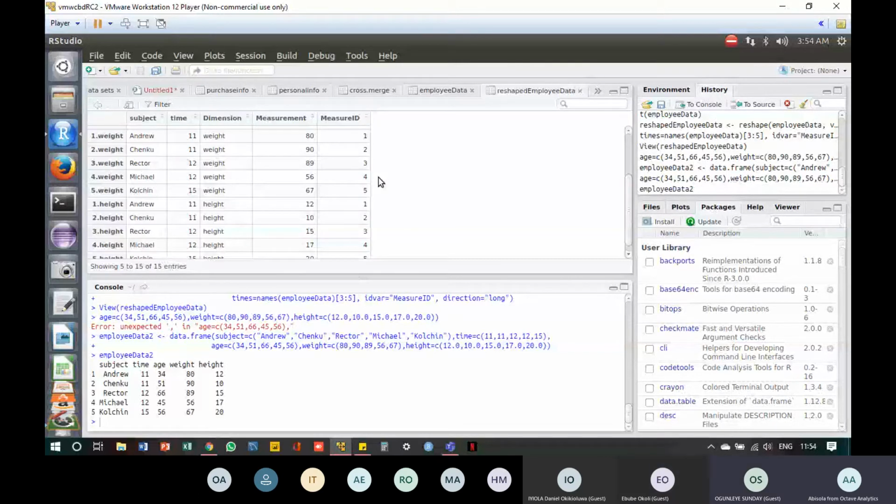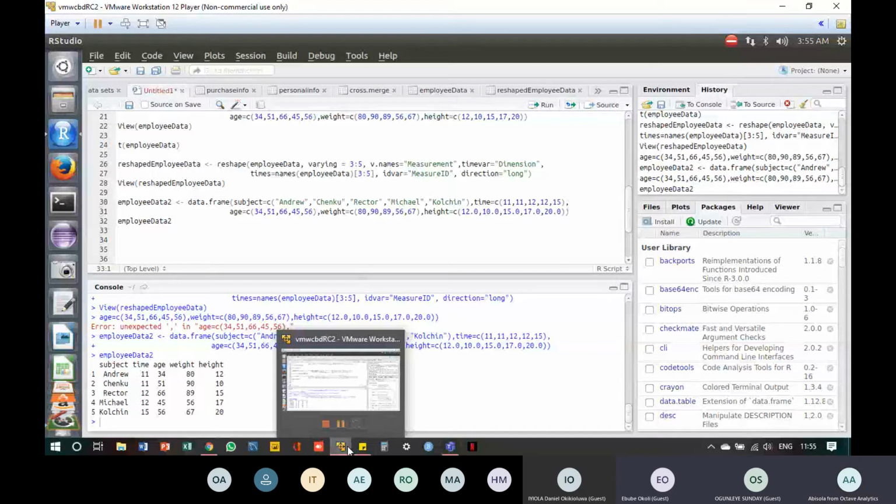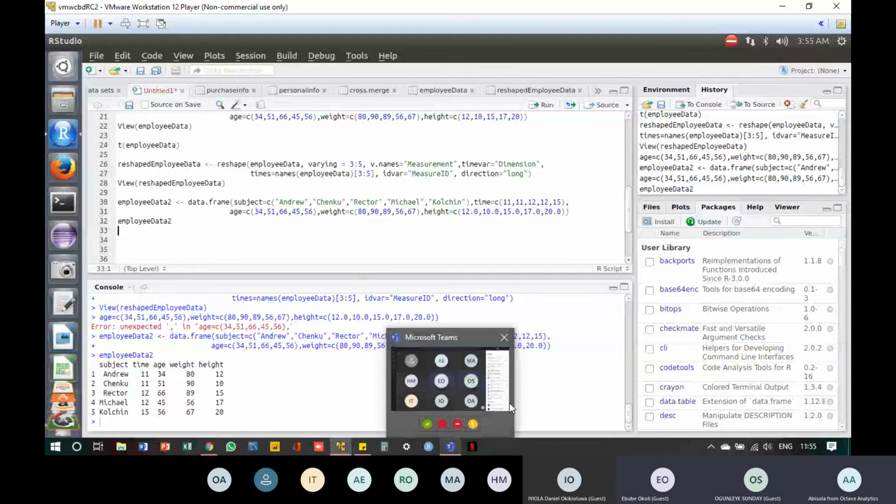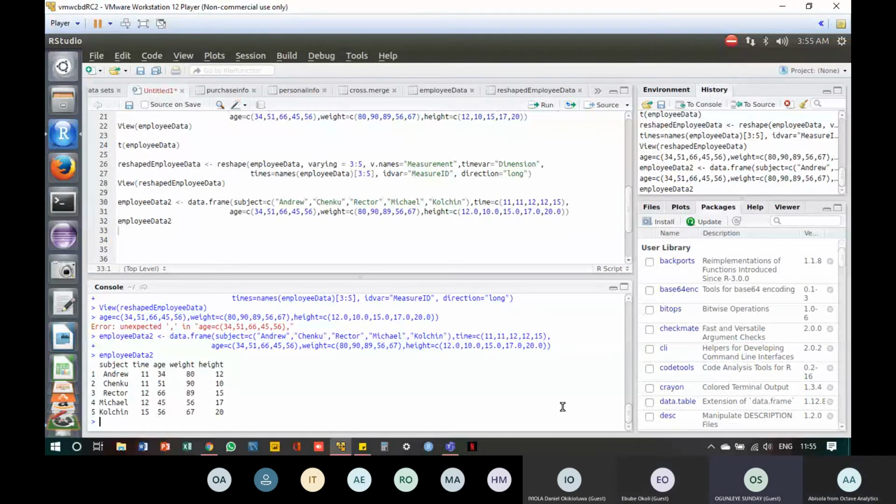I have a question. Yes, you said what? I have two questions. Okay, the first question, go ahead. If I don't want to use dimension and measurement for the column name, can I use another column name to name my column? Yes, you can use another thing. Okay. Number two is that instead of using time as my point of reference, I can use age as point of reference also, right?